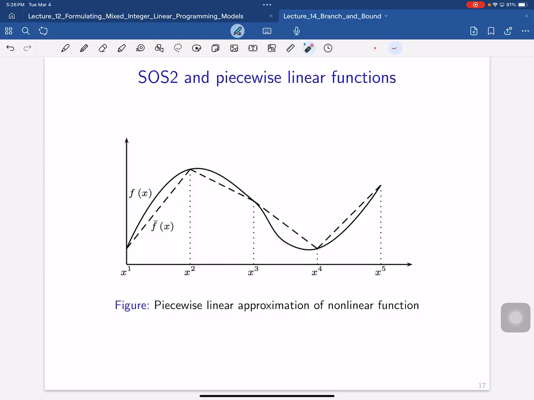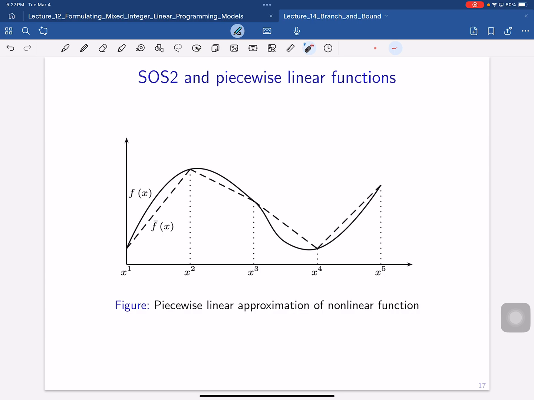Let's assume you have this particular function, like a sine function, but you still want to solve this problem to global optimality. We will talk about how to solve non-convex problems to global optimality, but here's one of the ways to approximate a non-convex problem using mixed integer linear programming constraints. We will do a piecewise linear approximation of the non-convex function. I just pick some breakpoints here and then connect them by piecewise linear functions, right?